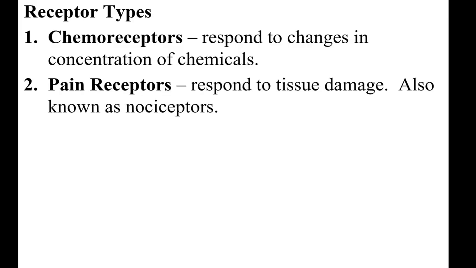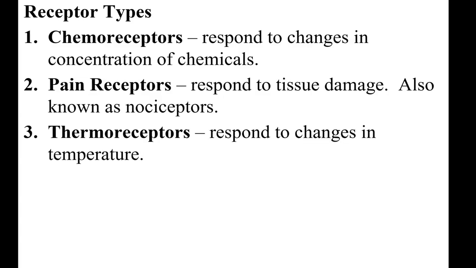The next type of receptor is going to be your pain receptors. These are also called nociceptors. And so with these, they are going to respond to tissue damage. These trigger stimuli that include exposure to excess mechanical, electrical, thermal, or even chemical energy. The third type is going to be your thermoreceptor. These are going to respond to changes in temperature.